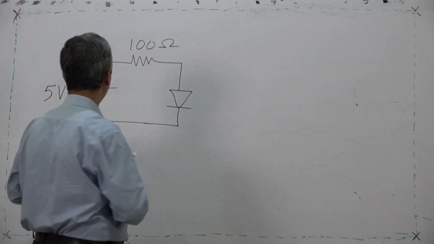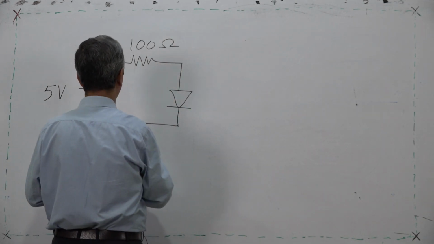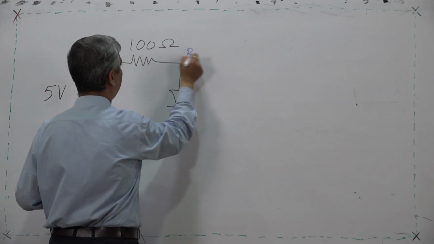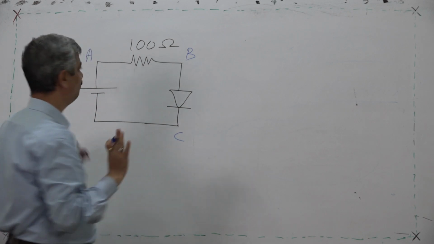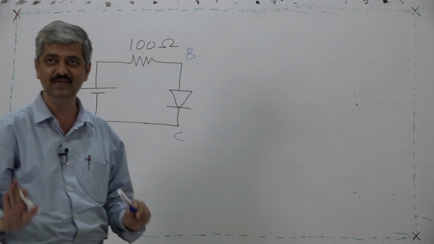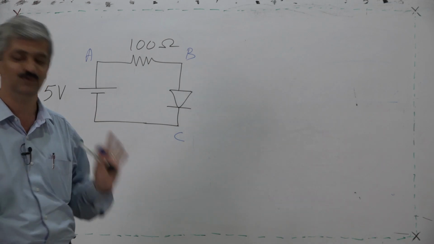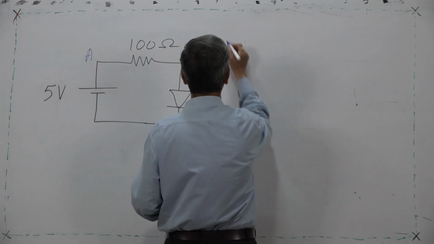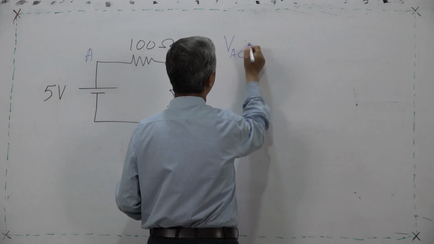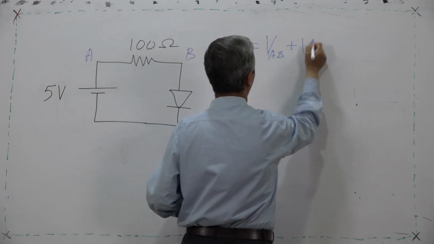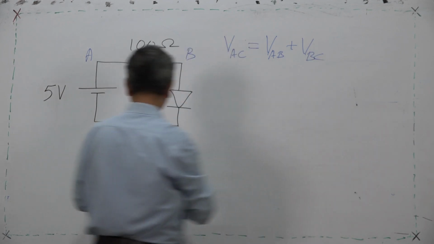So, what we do, this is point A, point B and point C. Point A, point B and point C I have drawn deliberately with different names, so that there is no confusion. So, VAC is equal to VAB plus VBC, right?